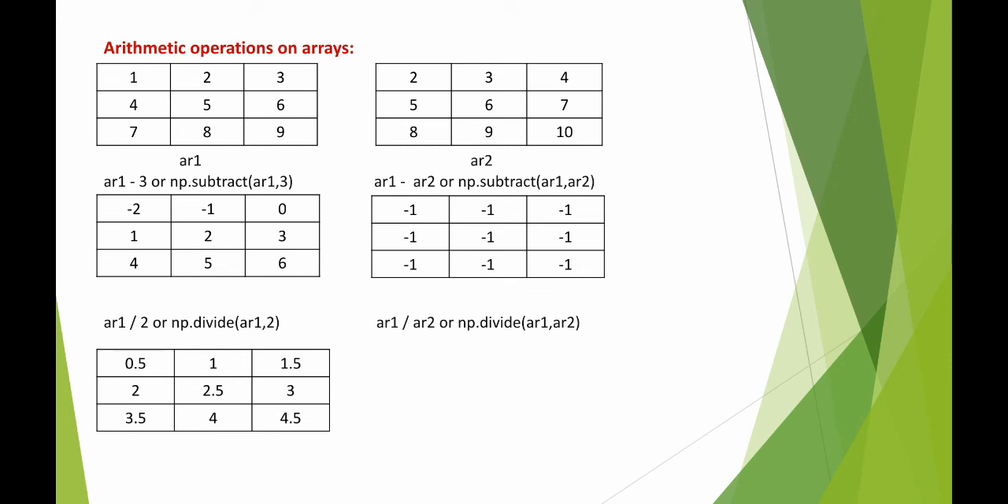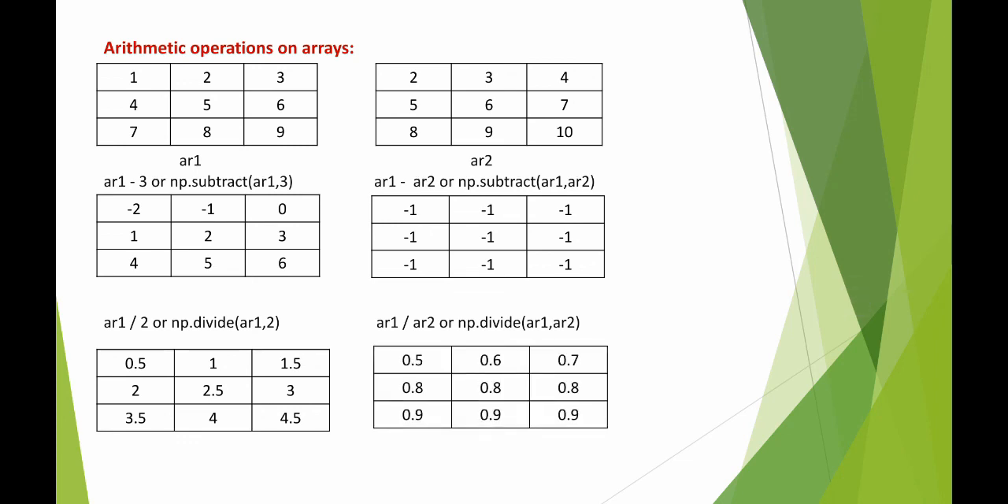Now if we divide ar1 by ar2, each corresponding element will be divided accordingly. So first 1 will be divided by 2, that will yield 0.5. 2 will be divided by 3. The approximate results can be seen like this. See, 2 divided by 3 has produced 0.6, 3 divided by 4 has produced 0.7. So each of the elements has been operated on accordingly.